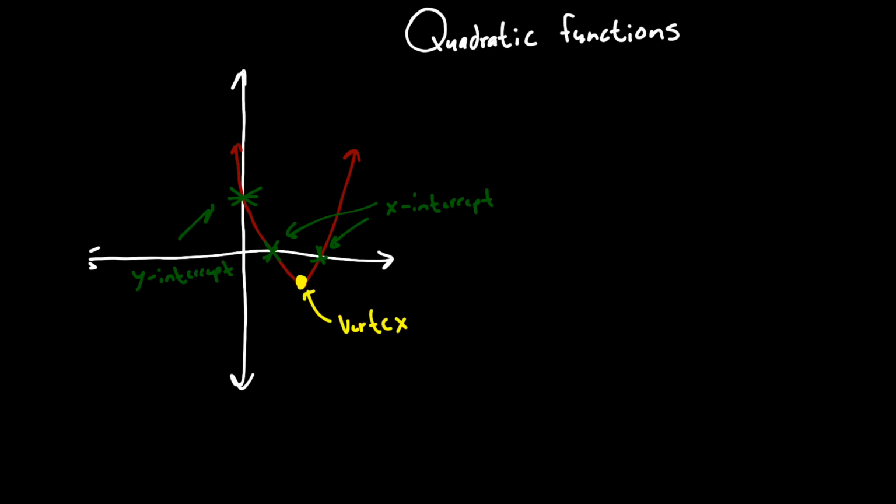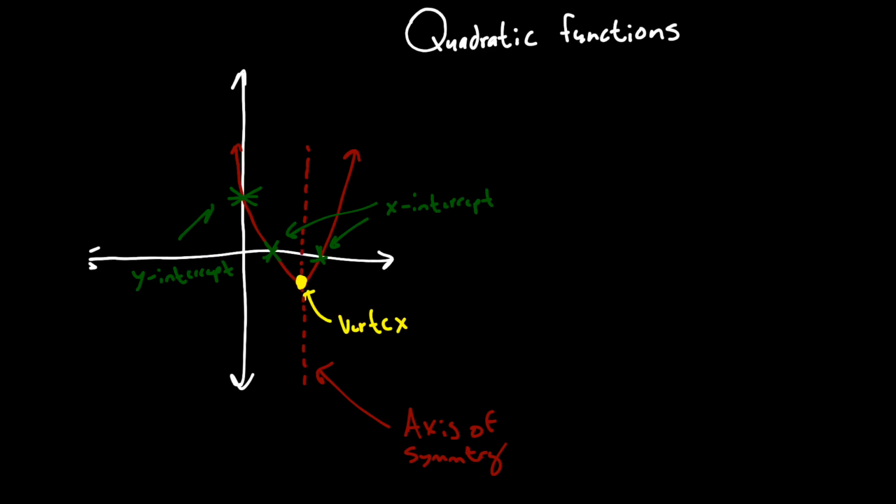The last piece of geometric information that we'll be looking at is the axis of symmetry. So the axis of symmetry is going to be a vertical line that intersects the vertex of your parabola. So this is the axis of symmetry. And the reason why we call this the axis of symmetry is because if we reflect our parabola across this line, then we get the same parabola.